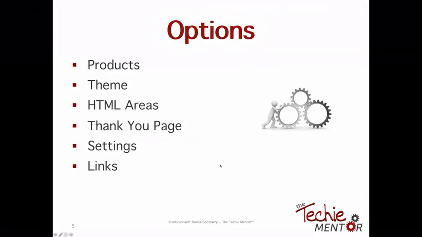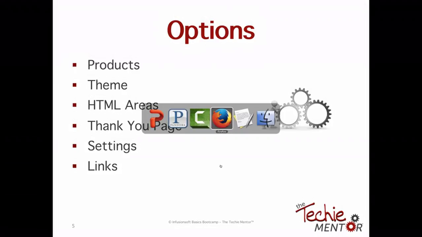So these are the different options that you have when you're creating an order form. Obviously, the products that are involved, and the themes. We looked at themes in the first session, when we were talking about e-commerce setup. There were themes for the shopping cart and order forms, so that's what this would be for. You have HTML areas, just like you did when you were setting up the themes previously. You have a thank you page, you have settings, and then you have links. You also have a legacy one that we'll talk about in just a minute.